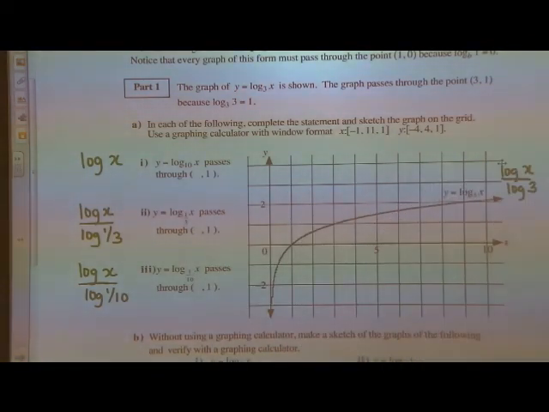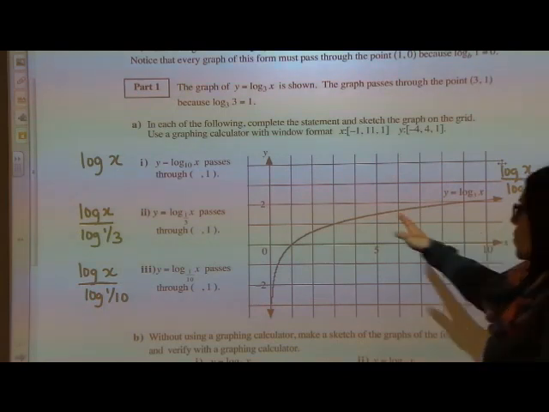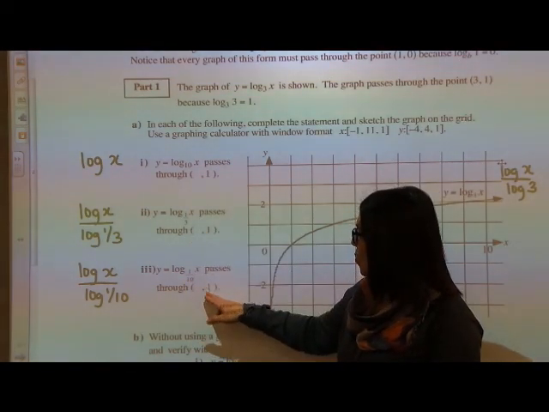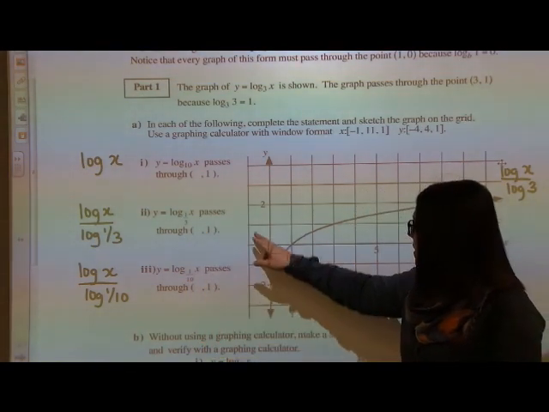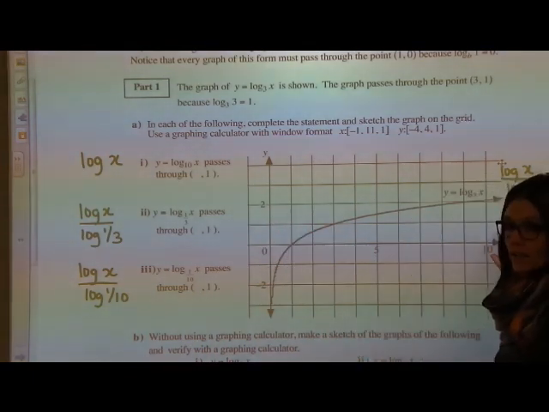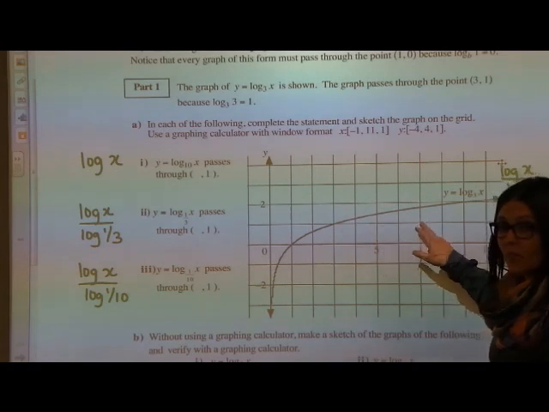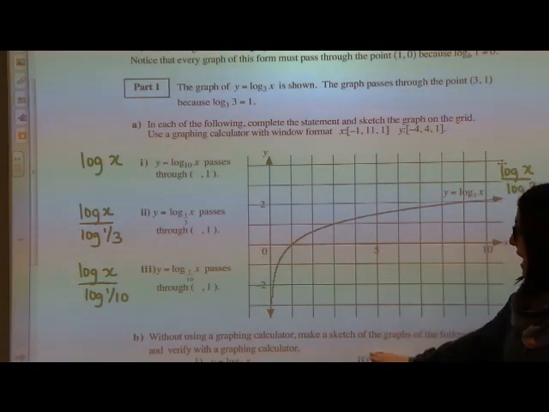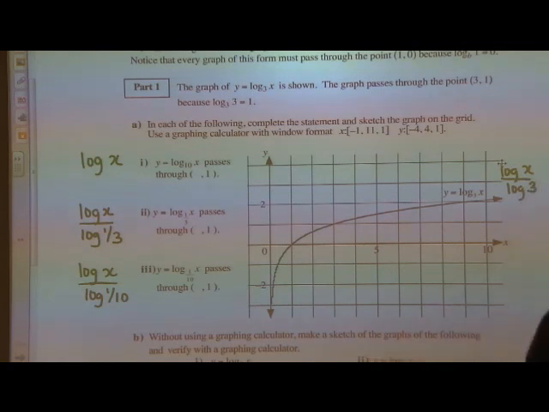So this is what I would like you to complete for me: drawing these 3 graphs and then telling me what point they pass through in order to intersect at 1. If you have to, you could let y equal 1 and then find the intersection point for each of these graphs so that you know where it intersects. And then try to see if you can do part B. Part B is not using the graphing calculator.